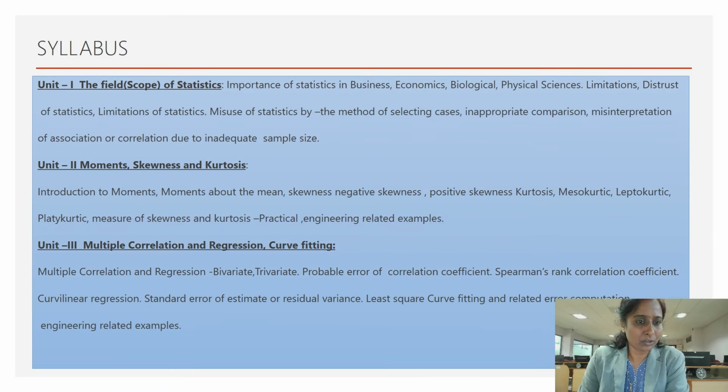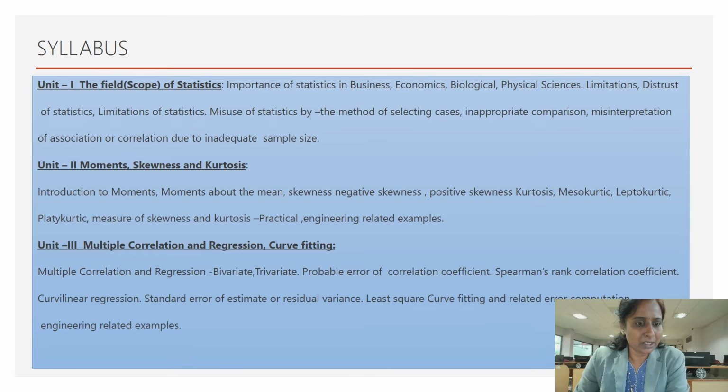Second unit is about moments, skewness, and kurtosis. It's about introduction to moments, moments about the mean, skewness, negative skewness, positive skewness. We'll be studying the measures of skewness and kurtosis. We'll be dealing with more practical and engineering related problems in the second unit.